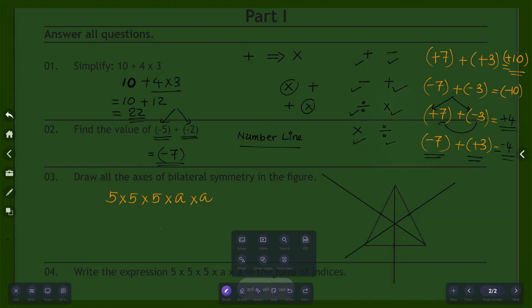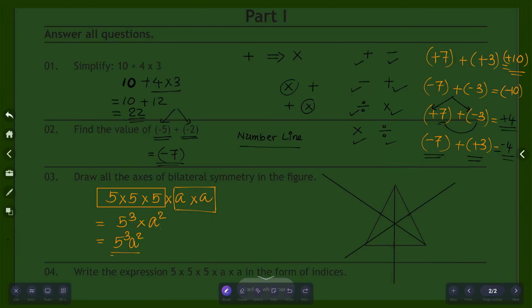So 5 into 5 into 5 we can write using index notation as 5 to the power 3. A into A, we can write it using index notation as A to the power 2. So the final answer is 5 to the power 3, A to the power 2. That is the answer for question number 4.